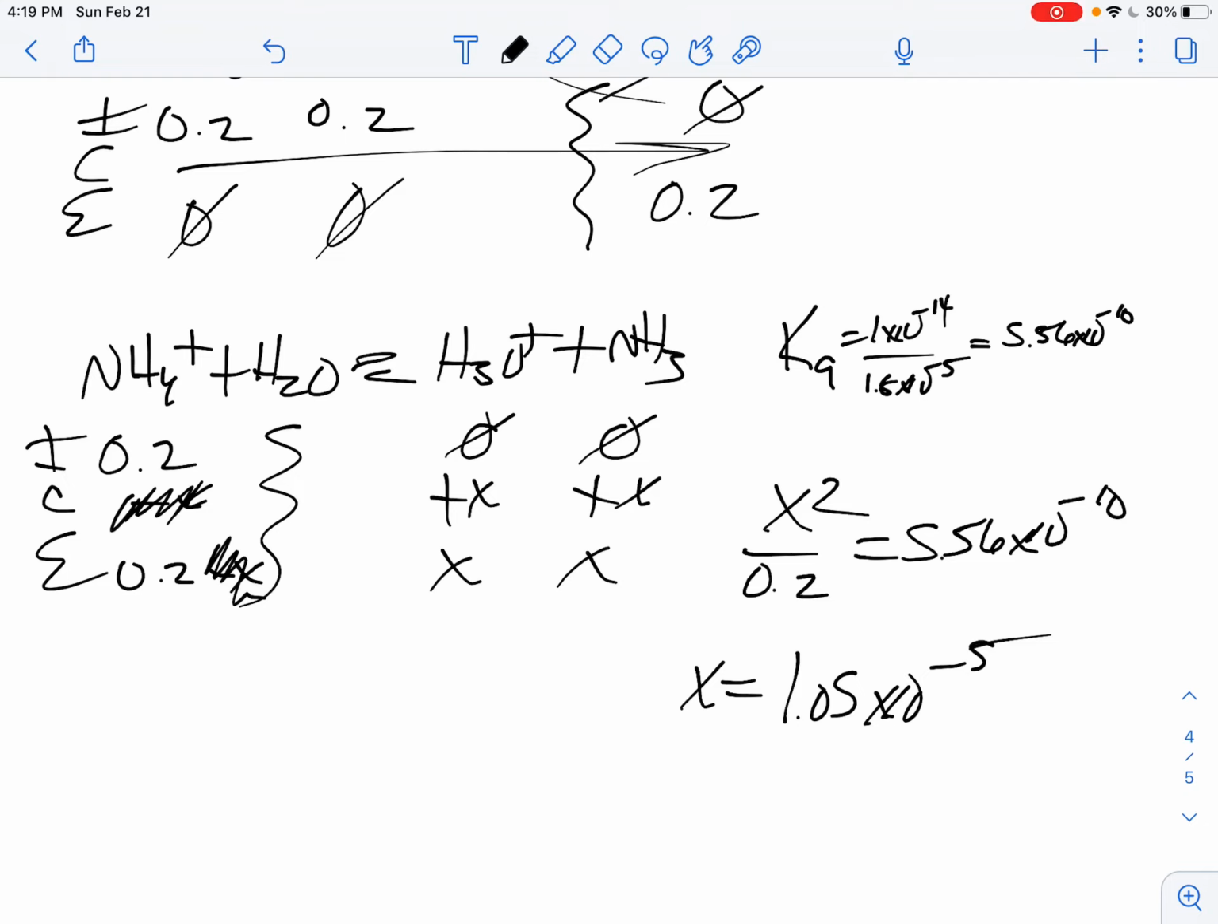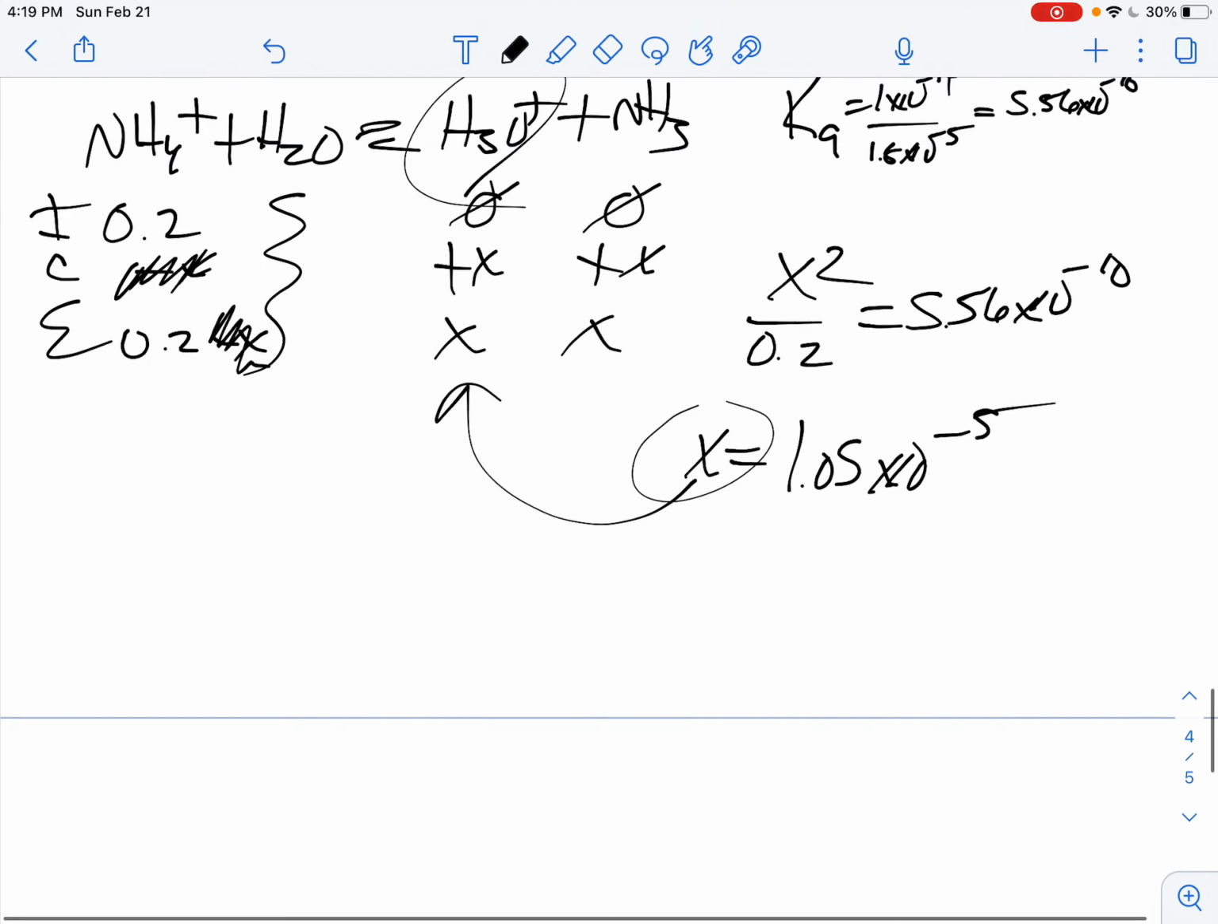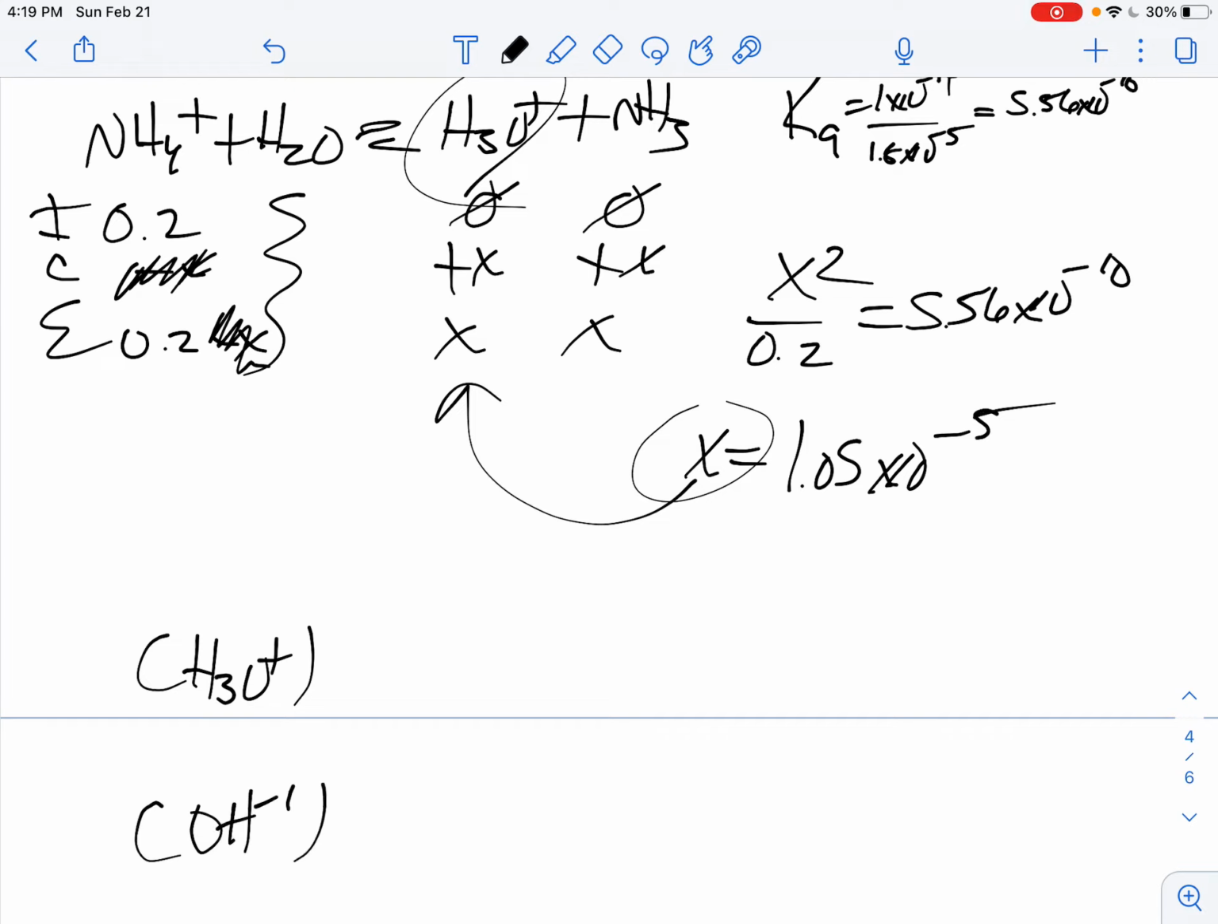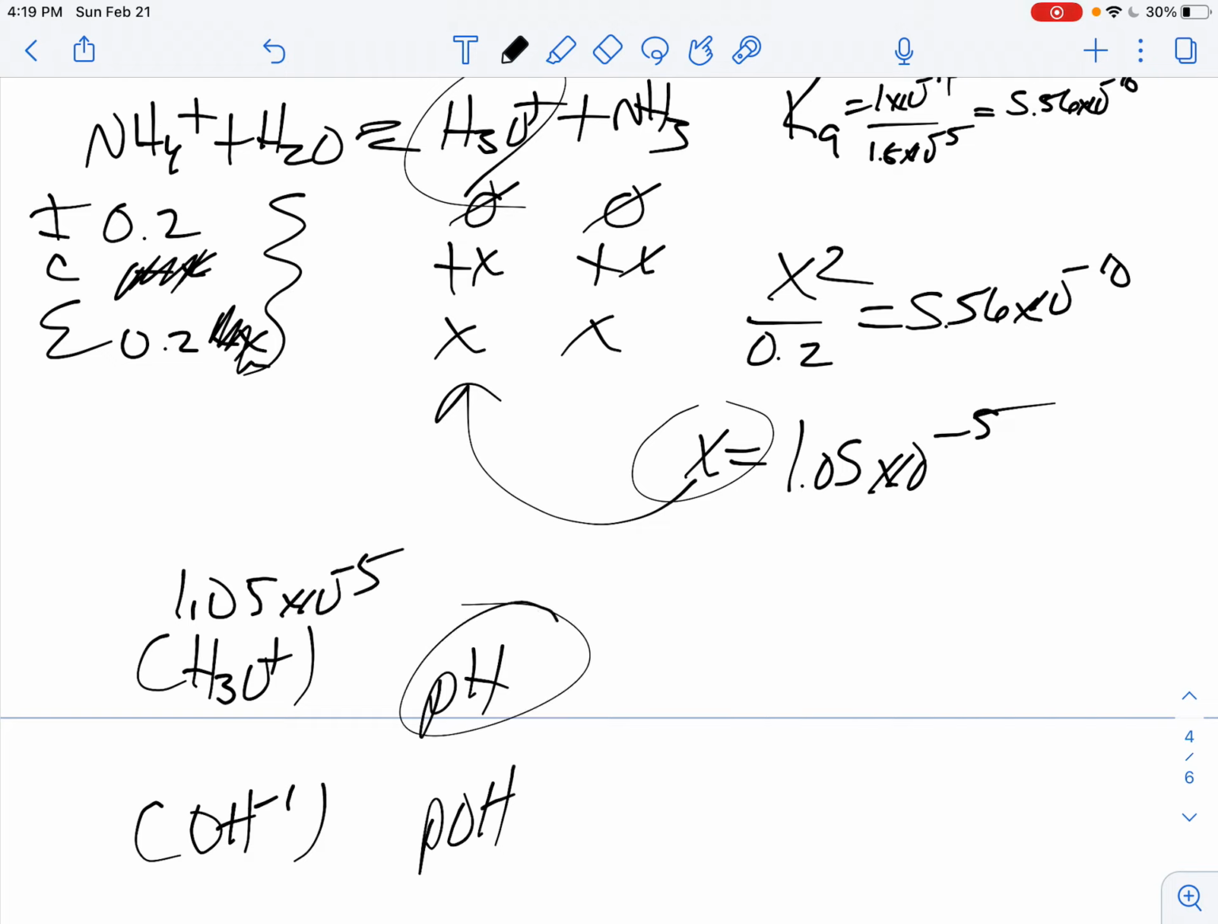And then that x is this guy here, which is your H3O positive. So we basically almost don't even need to do the pH square at that point, because this is H3O positive, OH negative, pH and pOH. You've got 1.05 times 10 to the negative fifth. You barely even need to go around the square, because all you got to do is take the negative log of it and you're done. So log that guy, and I'm going to end up with a pH of about 4.97 in this particular case.